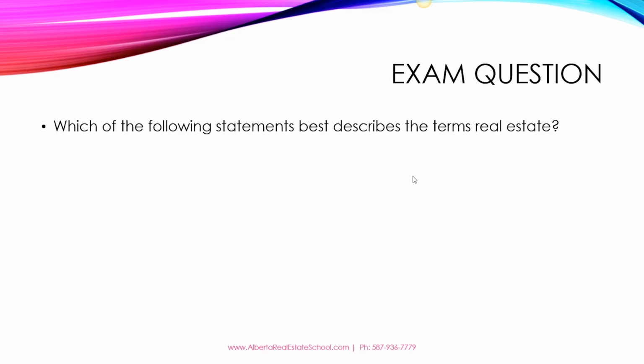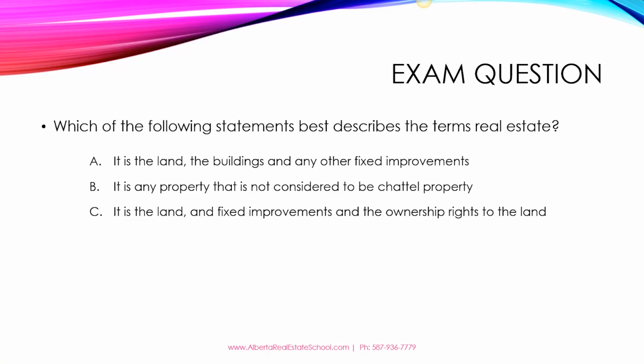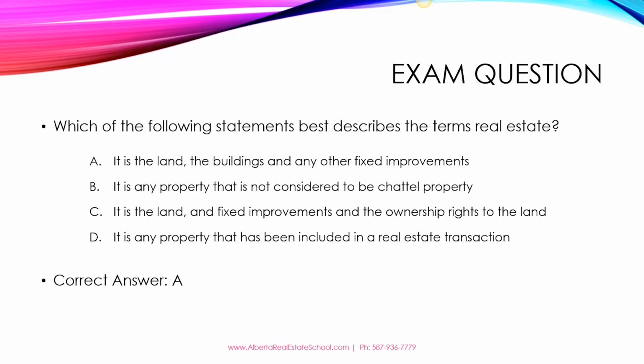Now let's take a look at an exam question that you may see on the exam. Which of the following statements best describes the term real estate? A, it is the land, the buildings, and any other fixed improvements. B, it is any property that is not considered to be a chattel property. C, it is the land and fixed improvements and ownership rights to the land. Or D, it is any property that has been included in a real estate transaction. And the correct answer here is A. So it's land, any buildings, or any other fixed improvements to the land would be considered real estate.